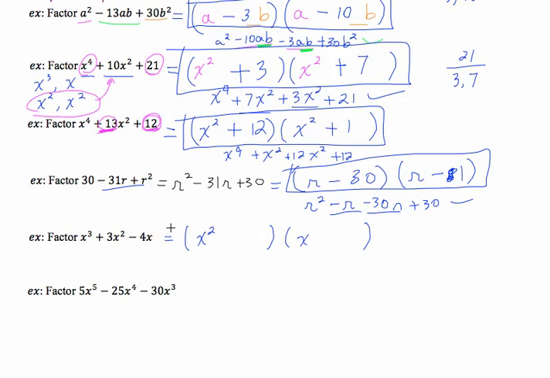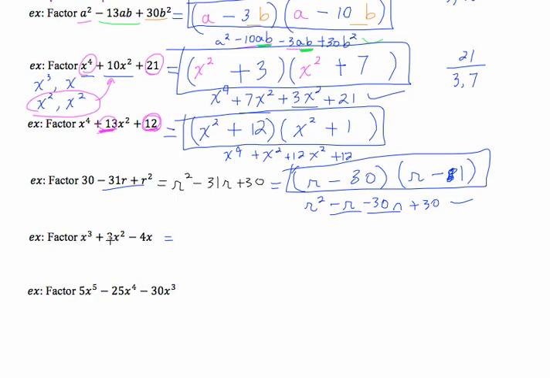So there's no way for that to work. The trick is to always look for things that factor out of all the terms first. Remember factoring out a greatest common factor? We did that in the previous section. Try that first, then try factoring.